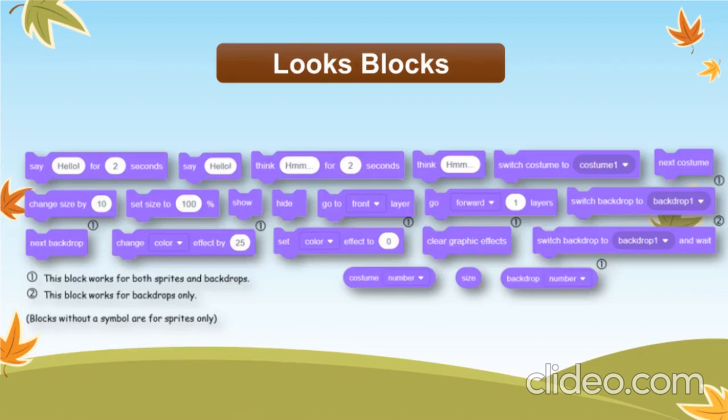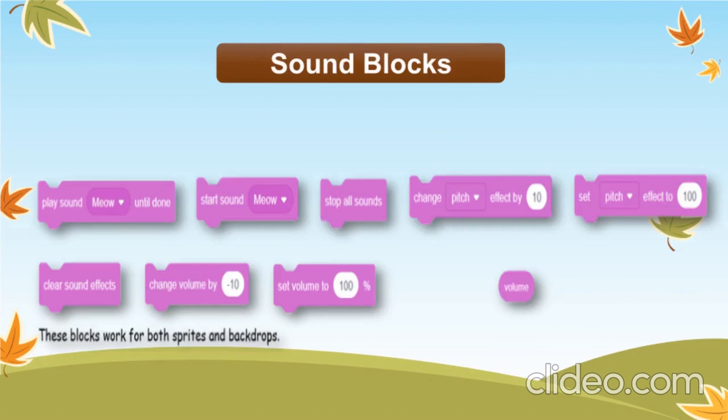Looks blocks are used to control the look of your sprites and backdrops. These blocks are purple in color and consist of 18 stack blocks and 4 reporter blocks. Sound blocks are used to control the sound and MIDI (musical instrument digital interface) for your sprites and backdrops. These blocks are pink magenta in color and consist of 8 stack blocks and 1 reporter block.